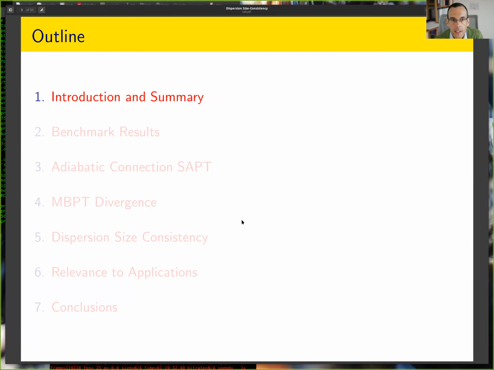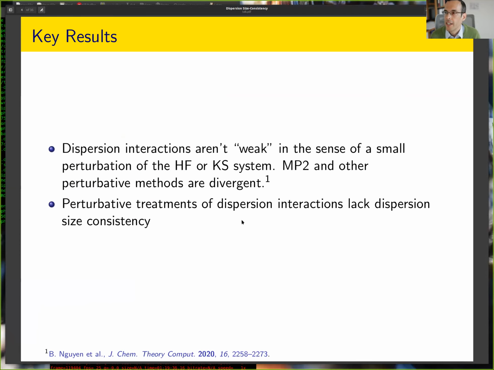Well, let's see how far we get today in the outline. Just in case we run out of time, I want to start by summarizing the two key results here. So the first result is that really the notion that dispersion is somehow weak in the sense of a small perturbation turns out to be untrue. And I'll try to show that. And the second important result is that there is a property that we call dispersion size consistency. It's a special type of size consistency. And that is actually violated by perturbation theory fundamentally. And that's, we think, part of the deeper reason why these methods do not work for dispersion interactions. And this has been published last year. This work is just under review at the moment. We hope that'll be out soon.